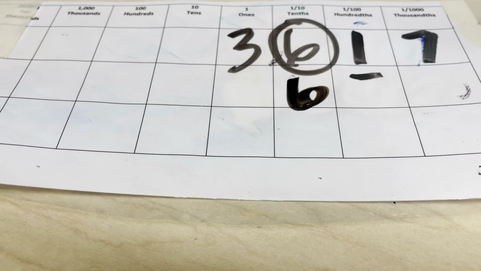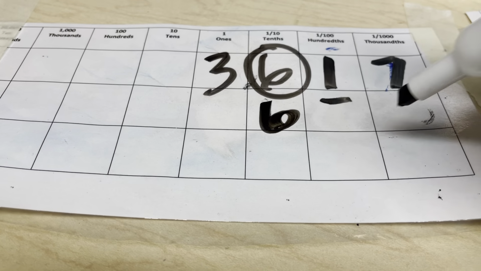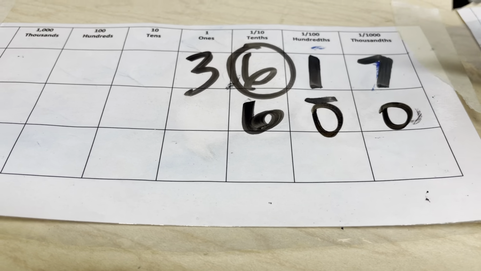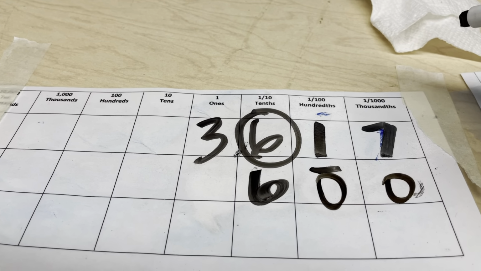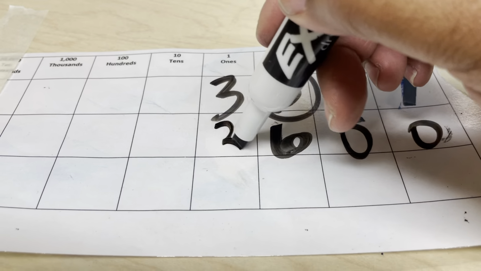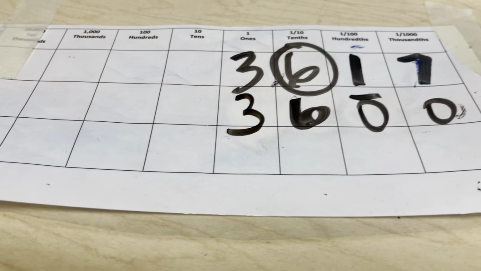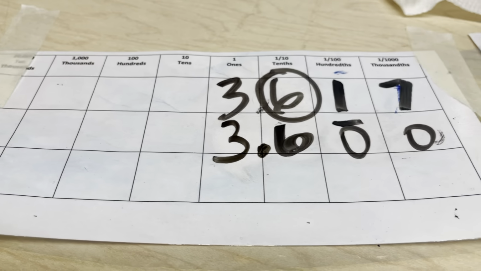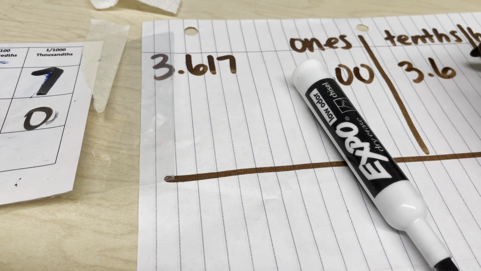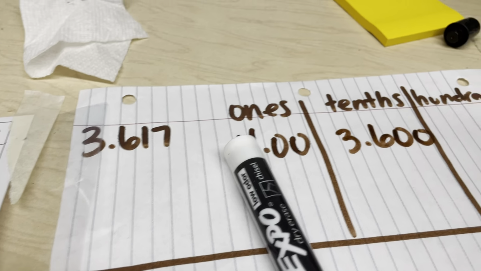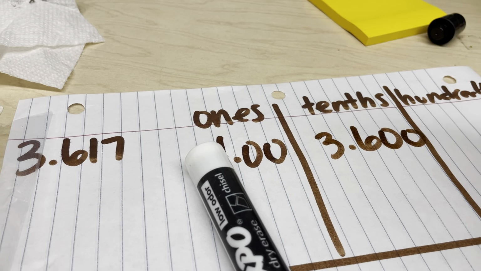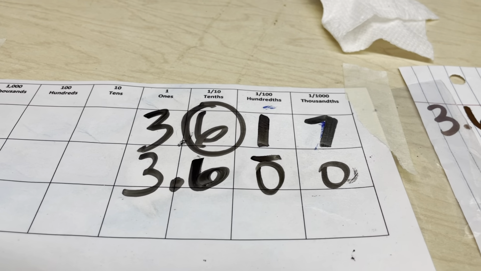So once we've rounded our digit in the tenths place, all the smaller values become 0. But the larger value, we've got a 3 in the ones place, remains as 3. So your answer for the second one should be 3.6. You could do 3.600. You can leave off the zeros. For this, it's okay. Okay?